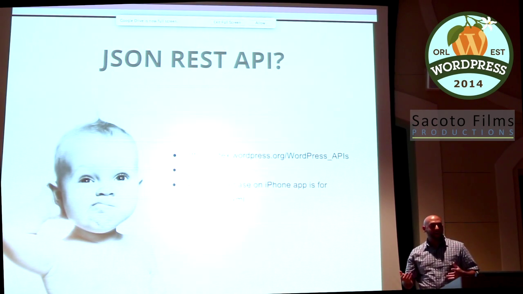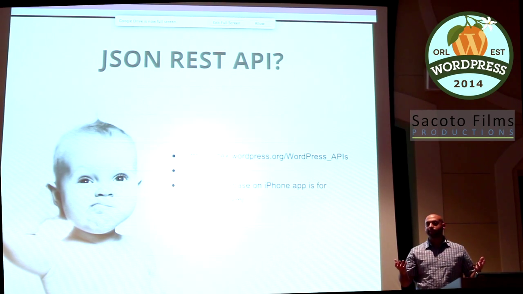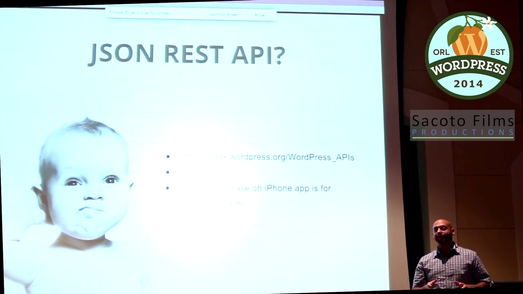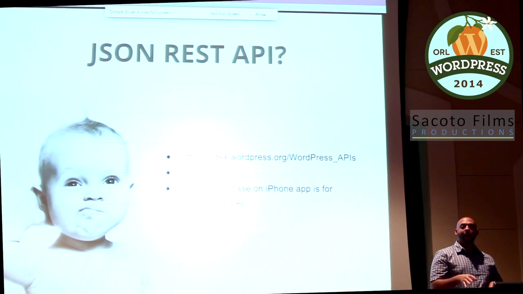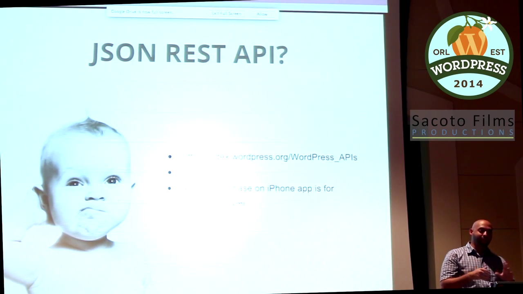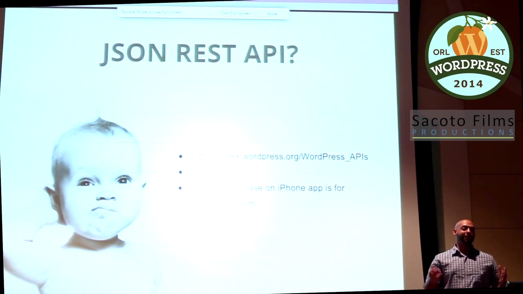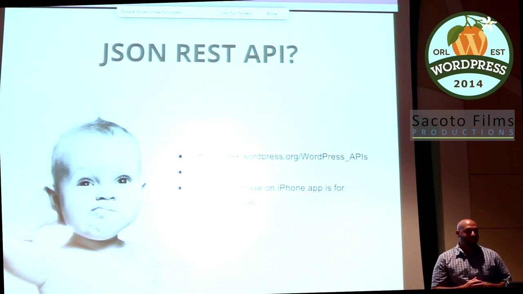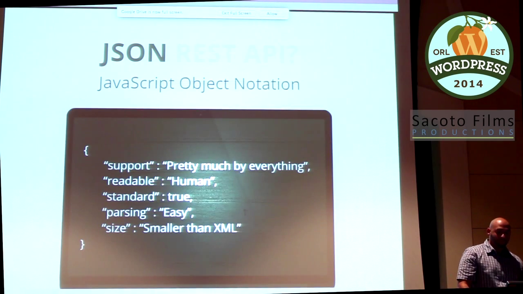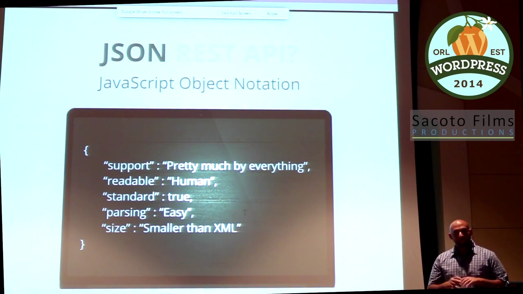So the JSON REST API. Doesn't WordPress already have APIs? Actually, they have a whole page on all the APIs that they have. The closest API to the JSON REST API is the XML RPC. If any of you have worked with XML, you know that it's really a pain in the butt to parse. It's heavy. Matter of fact, 40% of the code base on the iPhone app is just for cleaning up the XML, consuming it. So JSON, the first part of the JSON REST API, stands for JavaScript Object Notation.